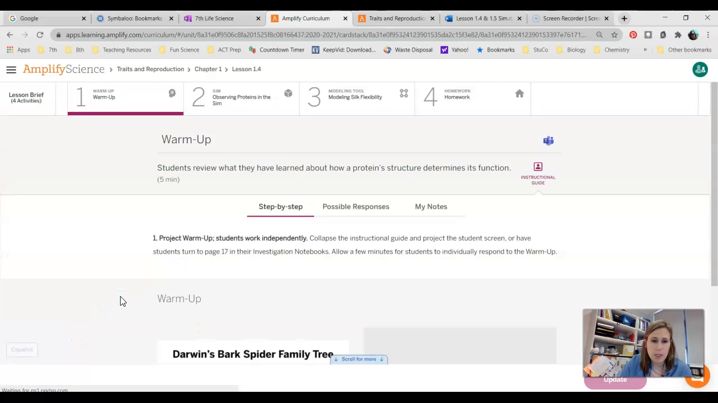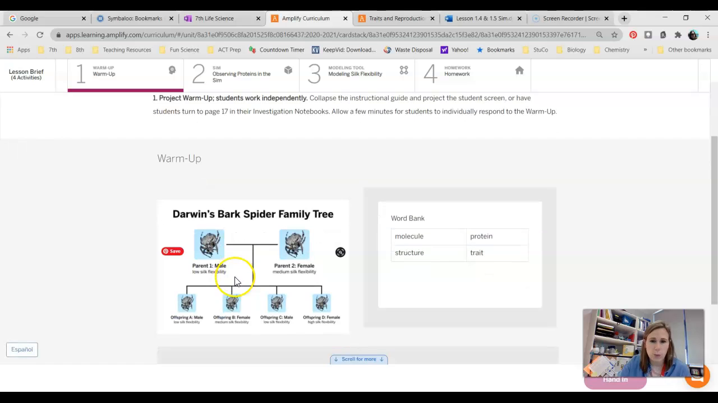So we just did a pretty good review to help you guys answer this warm-up question. You can see this little family tree, or what we call a pedigree, for Darwin's bark spiders. So you can see parent 1 might have low silk flexibility, meaning it's not very flexible. Parent 2 might have medium. So if they were to mate and have offspring, you can see that this is a possibility for our offspring.